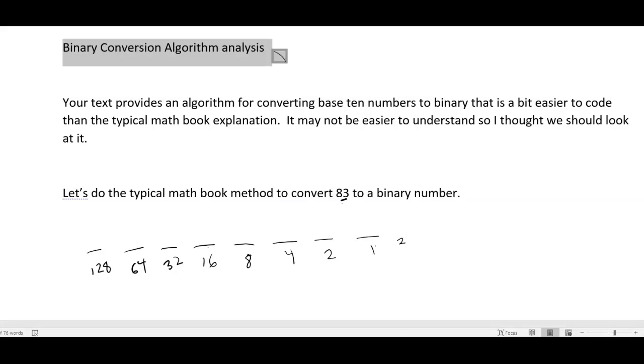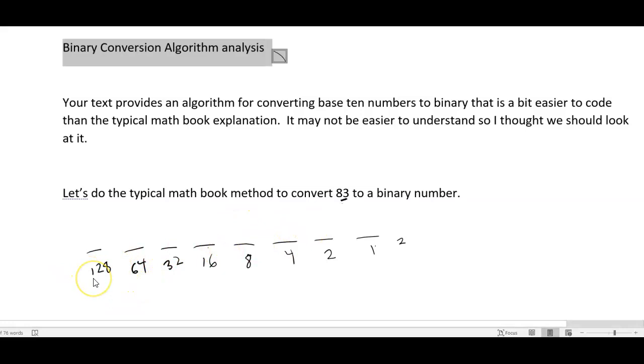So what we want to know is 83 in base 10, and notice when we don't write the base, it's assumed to be base 10. 83 in base 10, how do we turn that into its equivalent base 2 number? Well, most math books will start with you look at the number 83 and you look at the value of these places that I've written here. The 1, 2, 4, 8, 16, 32, 64, 128, and find the largest value that's smaller than 83.